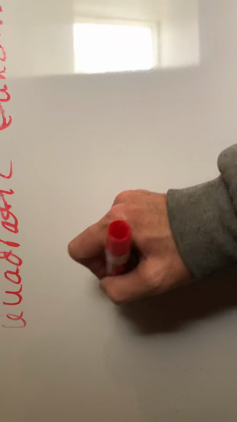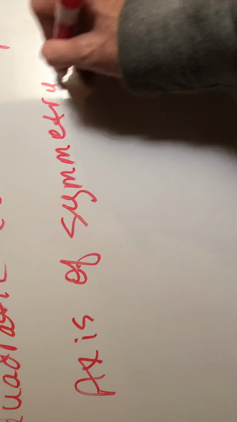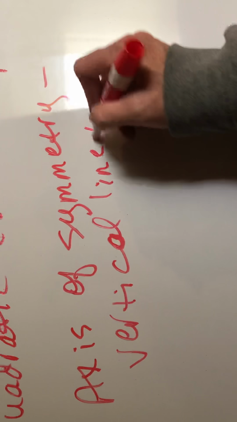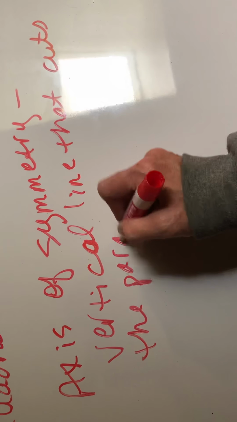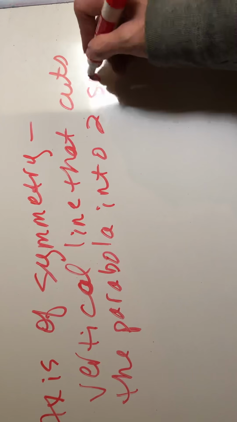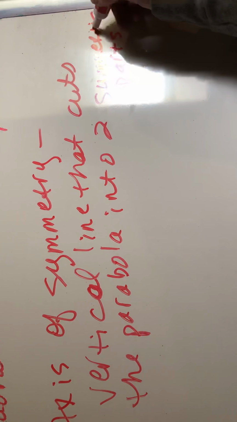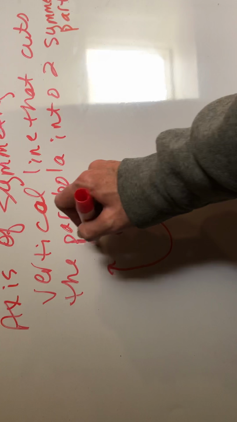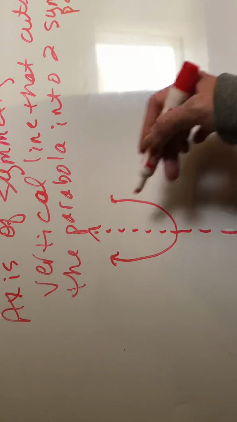Then there's something called an axis of symmetry. It is a vertical line that cuts the parabola into two symmetric parts, or into symmetric halves, okay? So when you're looking at a parabola, you've got an axis of symmetry that actually goes through the vertex. That's your axis of symmetry. It cuts it into two congruent halves.